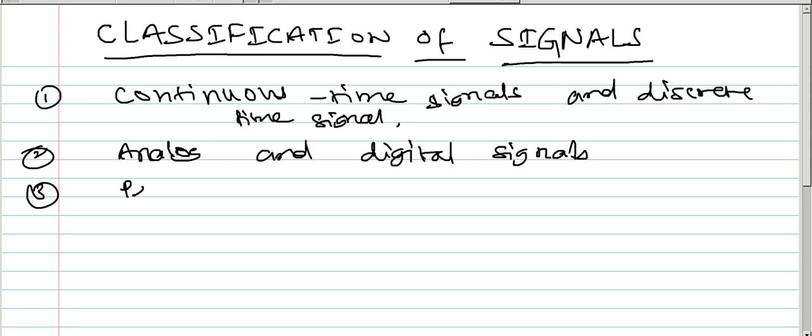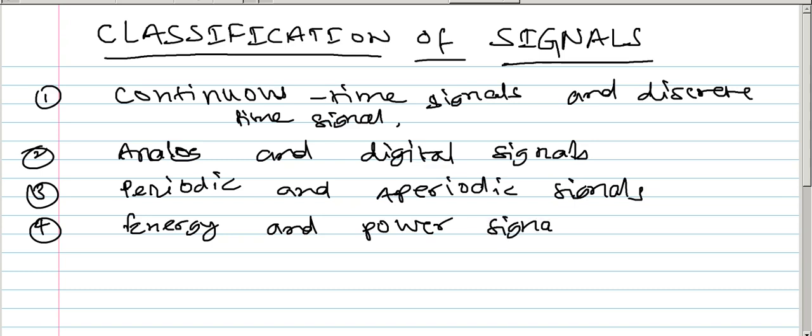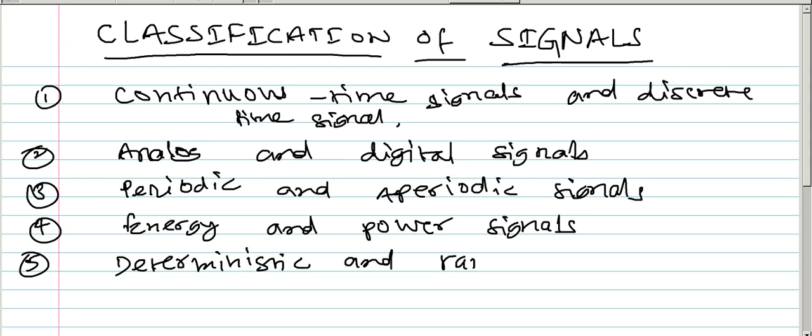The third type may be periodic and aperiodic signals. And the fourth one is energy and power signals. And the last one is deterministic and random signals. So we will cover these 5 categories in this lecture.